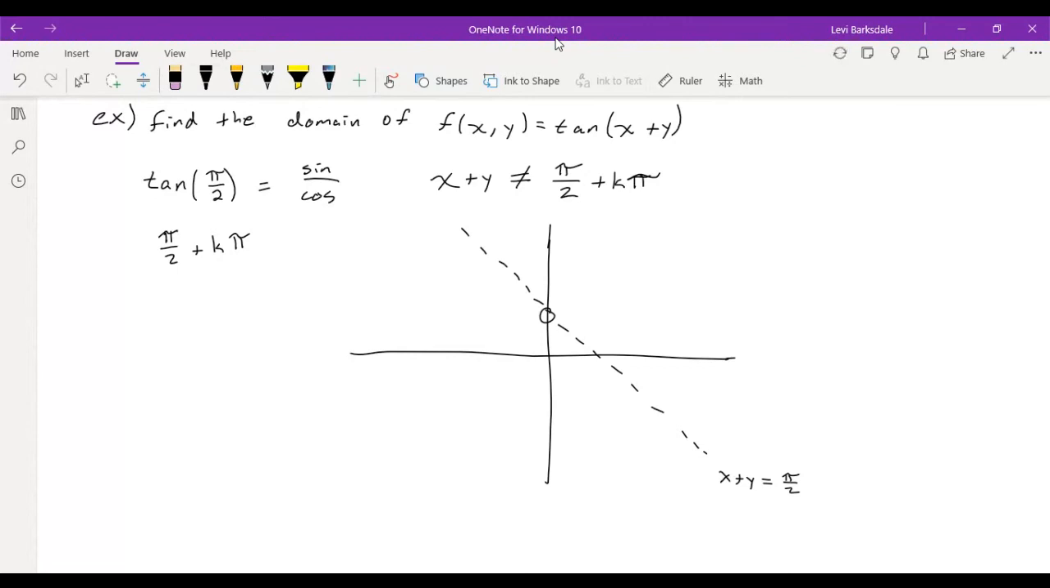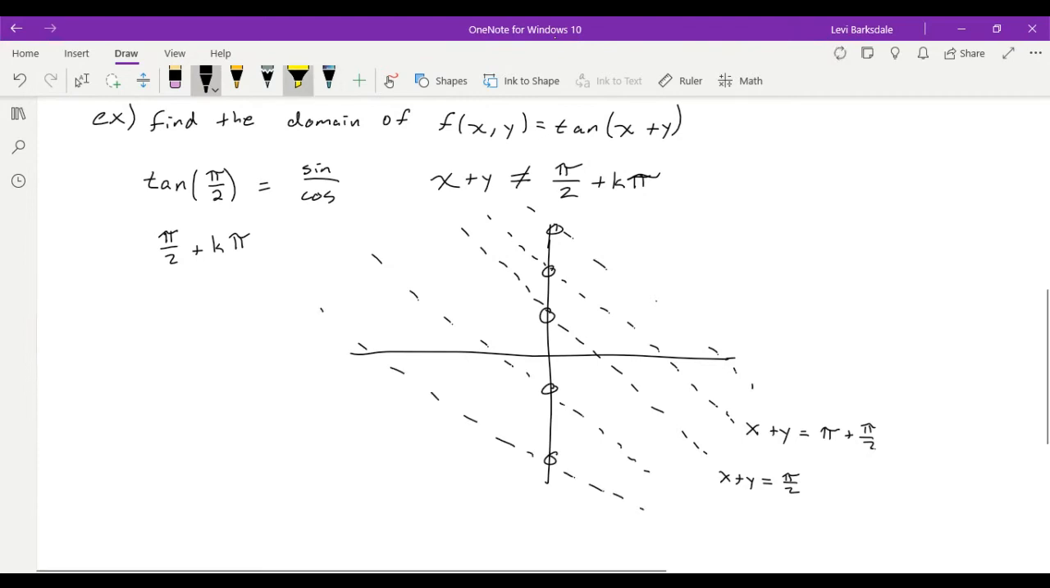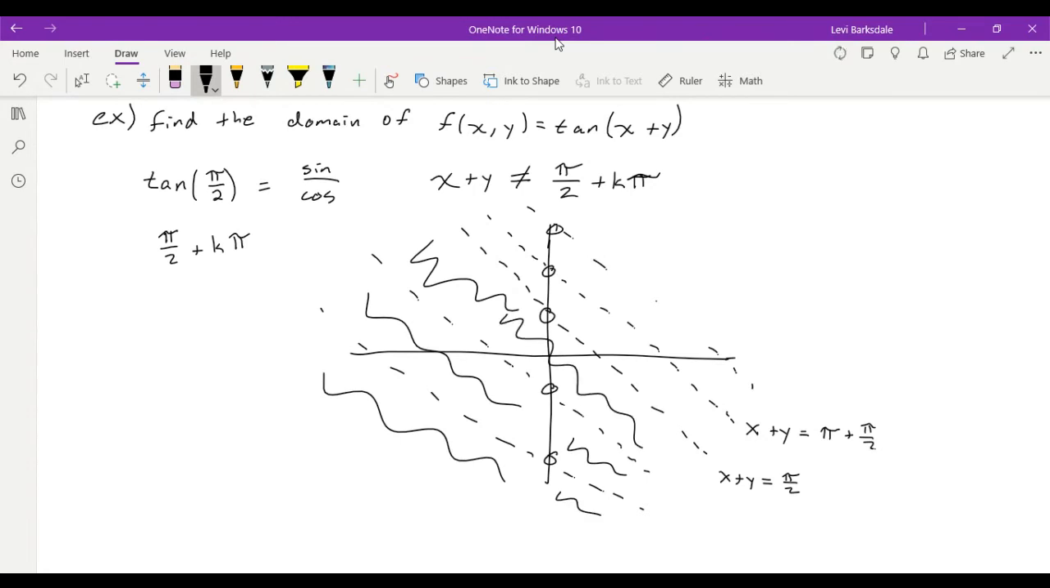And of course, we could sketch another line that would be pi above it. And this corresponds to x plus y equals pi plus pi over 2. And we could continue sketching these lines like so. And we know that anything on these lines is not allowed in our domain. But anything not on these lines would be allowed. So really anything in any of these areas just not on the lines is allowed. So our domain is actually the whole plane without these lines in it.